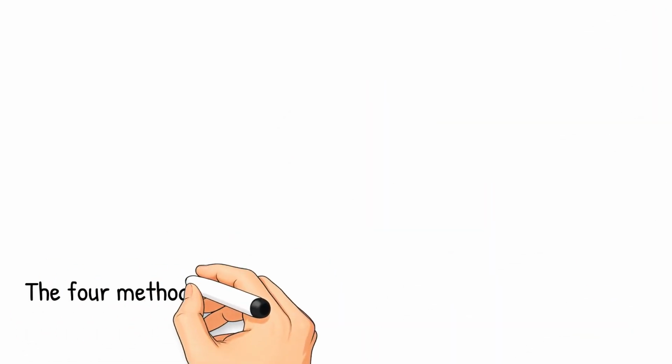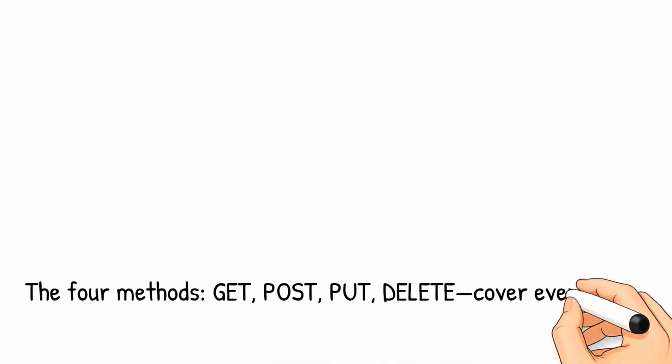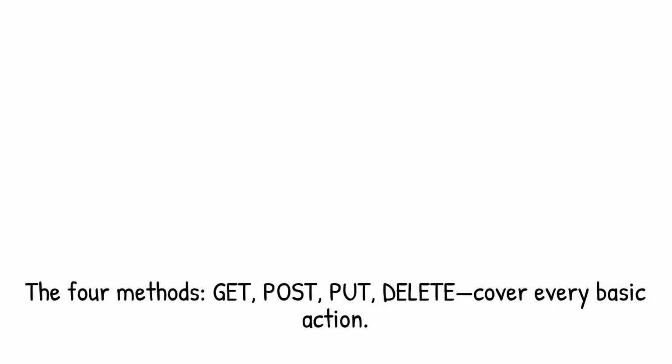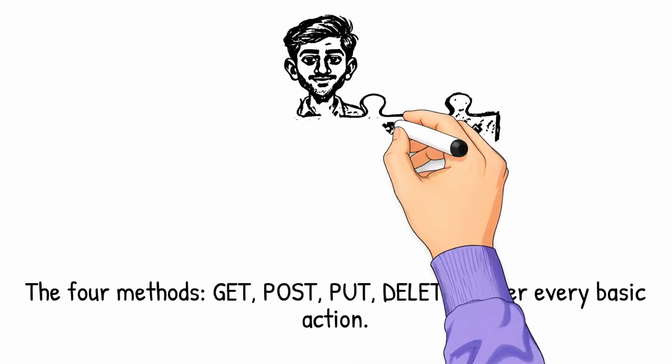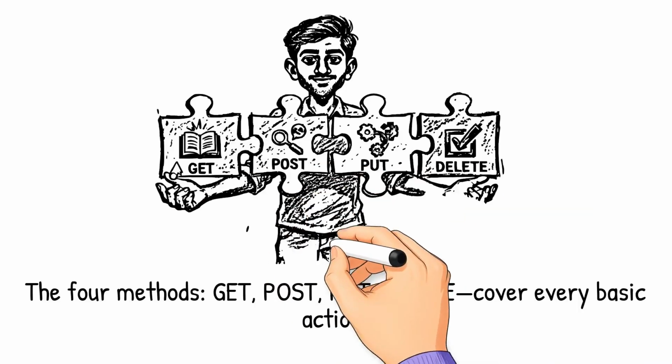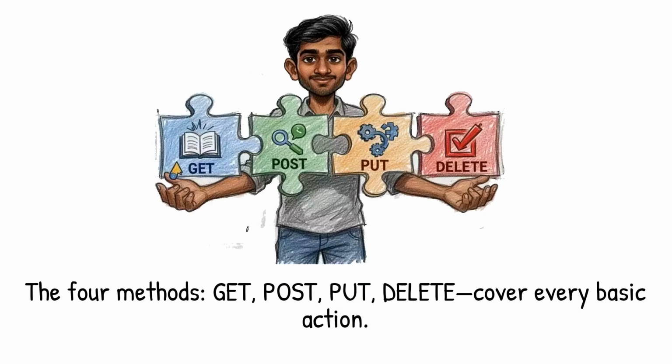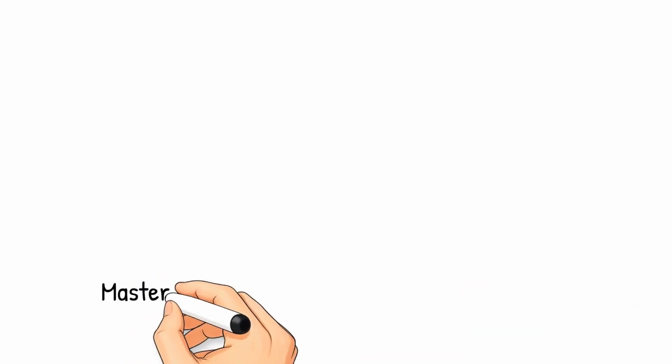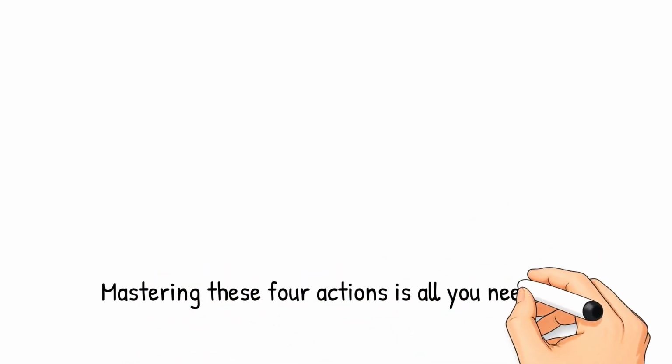The 4 methods are get, post, put, and delete. Together, they cover the 4 basic things anyone can ever do with information. Read it, create it, update it, and delete it. Developers even have a handy nickname for this group. They call it CRUD. That stands for create, read, update, and delete. 4 actions. That's honestly the whole game.